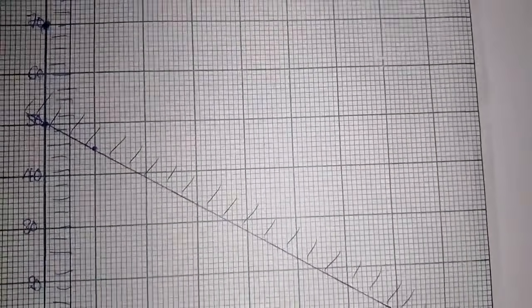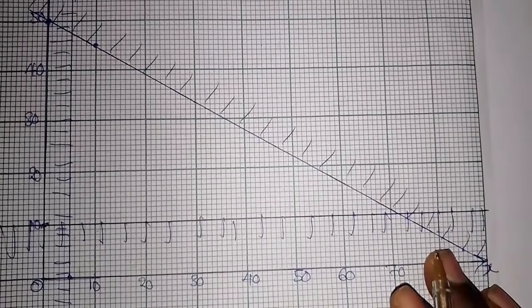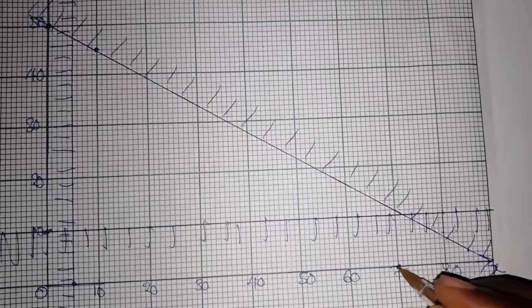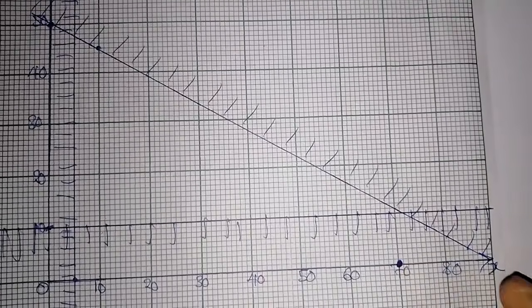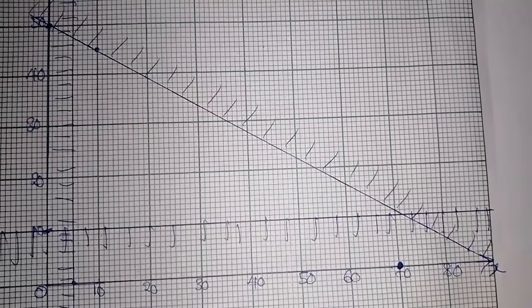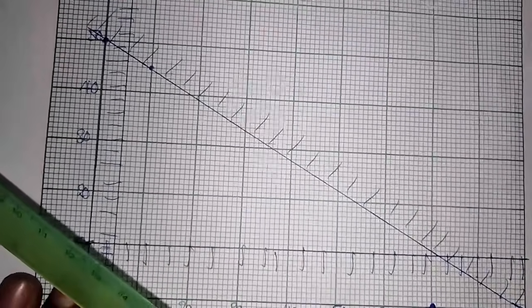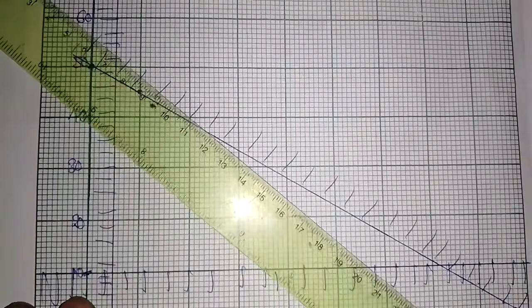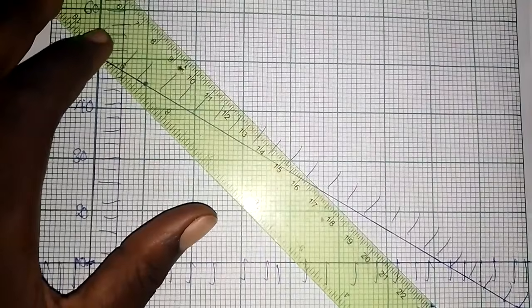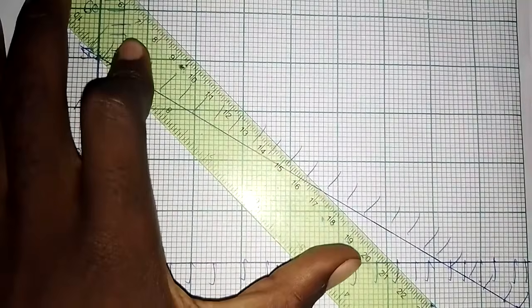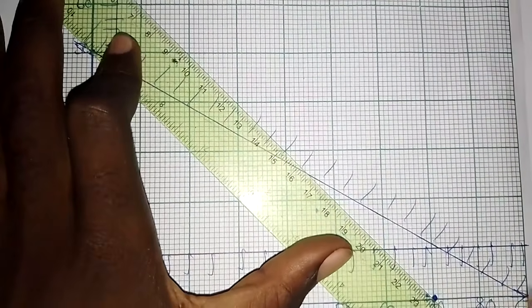So y 70, it is there. Where is x 70? Oh, it is here. X 70, it is where? It is there. So now with this, I join them like this, x 70 and y 70. So x 70, it's here. Y 70 there. I do this. I join them properly, nicely like this.